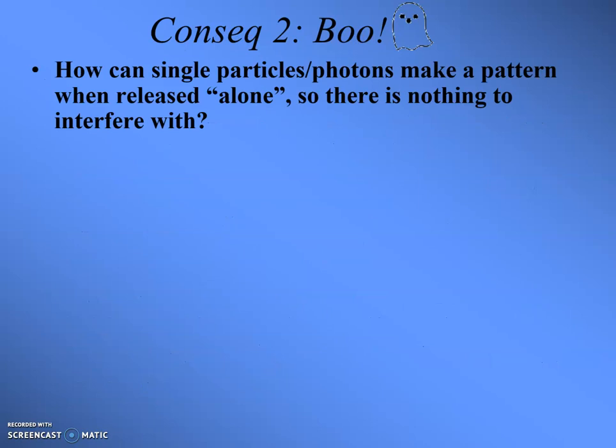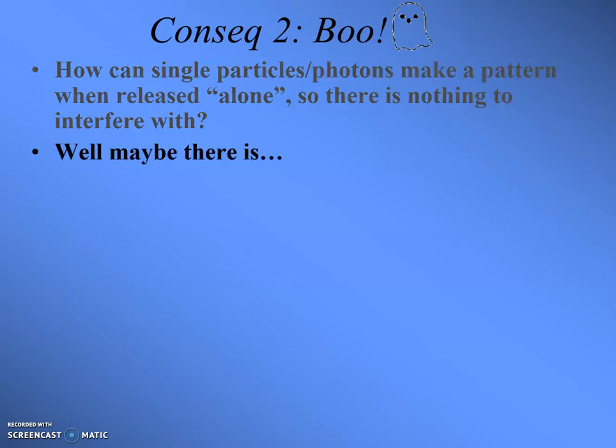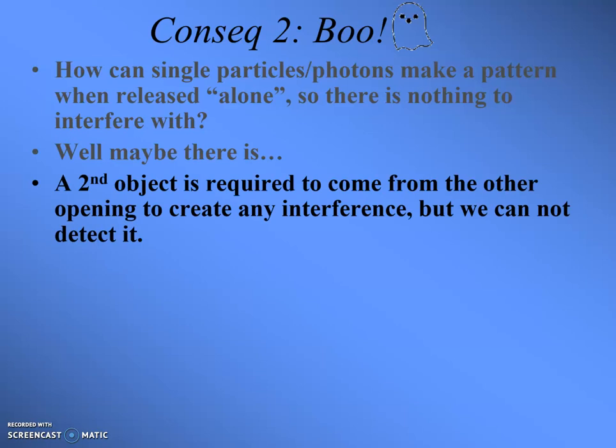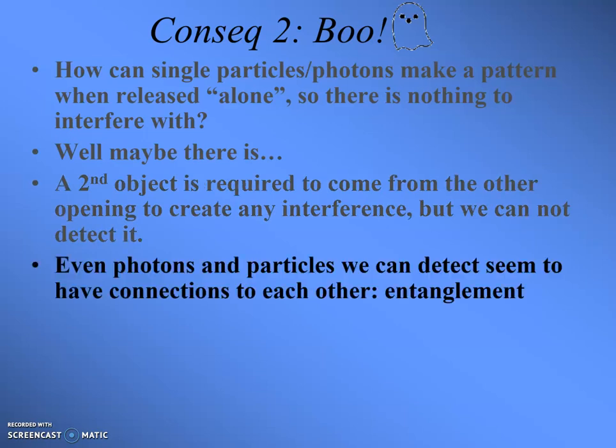Consequence number two: how can you have single things going through the Young experiment and still get a pattern if there's nothing else to interfere with? Well, maybe there is something there. A second object is required to come from the other opening to create any interference, but we cannot detect it.